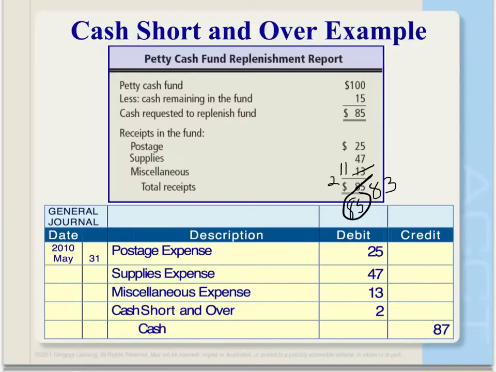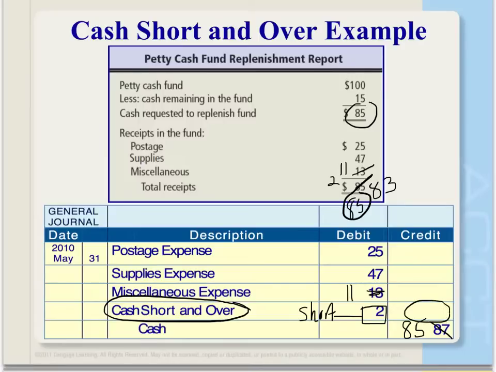So in this case, we would debit postage, debit supplies, miscellaneous really would be $11 if this example was done correctly, and we would have an amount we call cash short and over of $2. And then we would make an actual check for $85. So when you don't have the exact amount of money that you should have after what you have left, the difference will either go to short, which will always be a debit, or you will go to credit, which is what you will use for over.